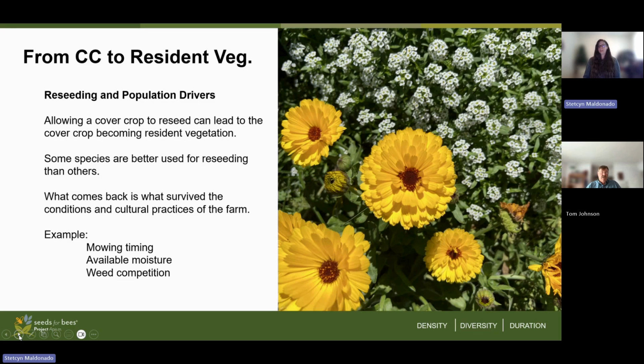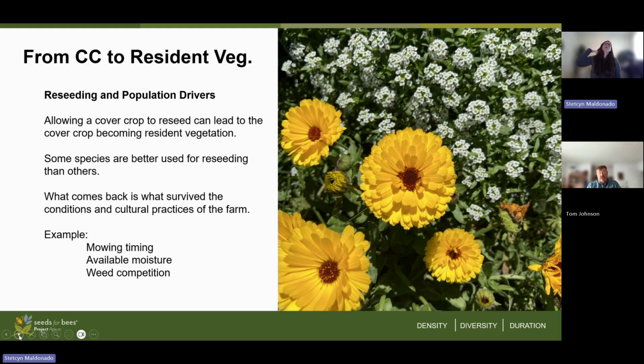So this one here is from a table grape vineyard. They had planted a cover crop of short-statured wildflowers, and here's a photo of some that have been reseeding themselves for the past couple of years. These are things such as calendula, sweet alyssum. They also have a lot of California poppy.